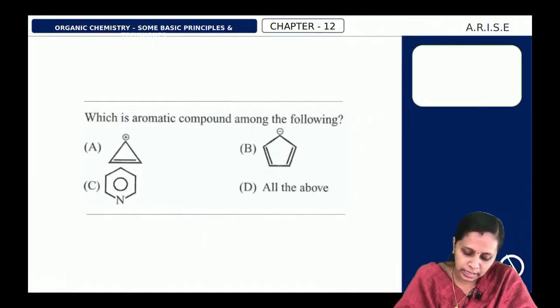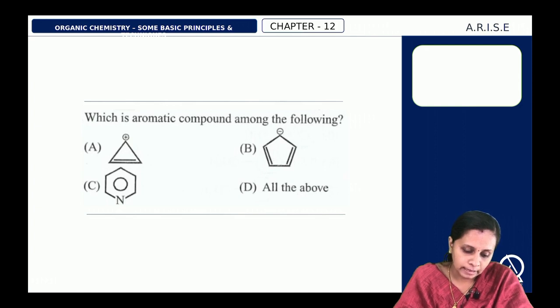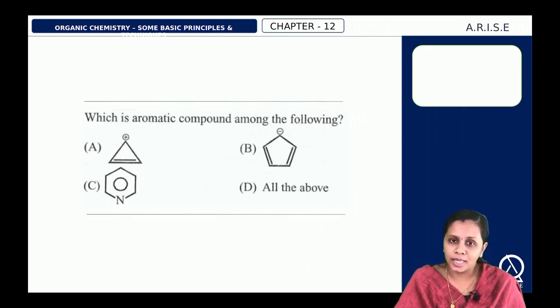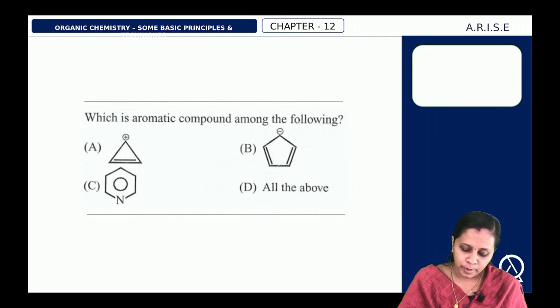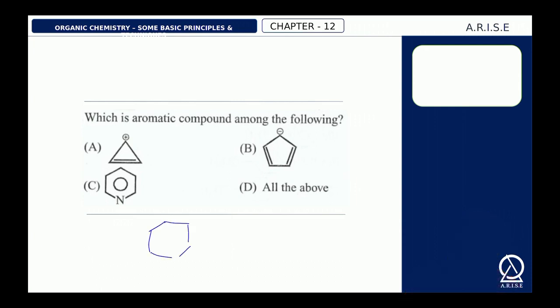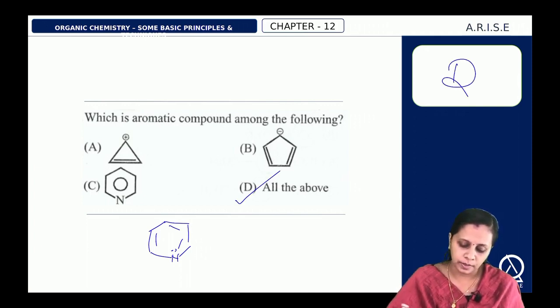Now moving on to the next question. Which is the aromatic compound among the following? When you consider, all the compounds are aromatic. Option C is pyridine. Pyridine is like this when you consider the pi electrons. Here also we can assign aromaticity by Huckel's rule, and it follows Huckel's rule. So all the compounds are aromatic. So it is all the above. So it is option D.